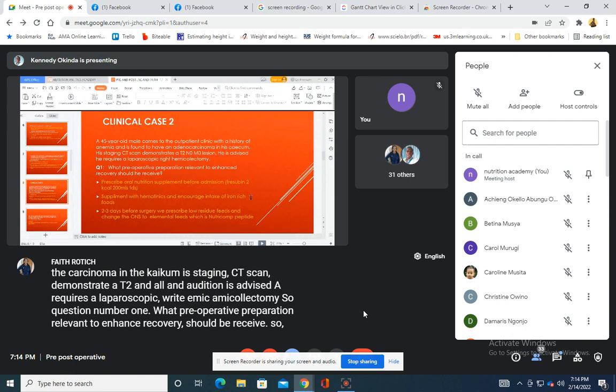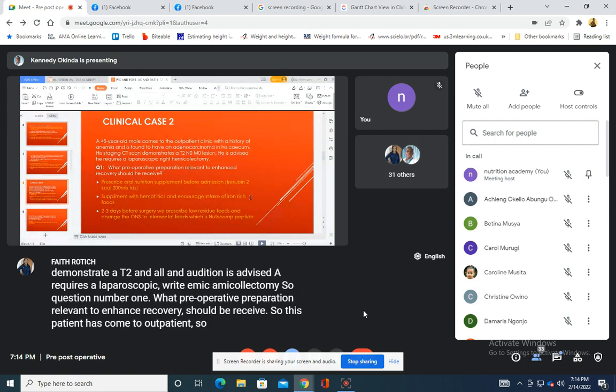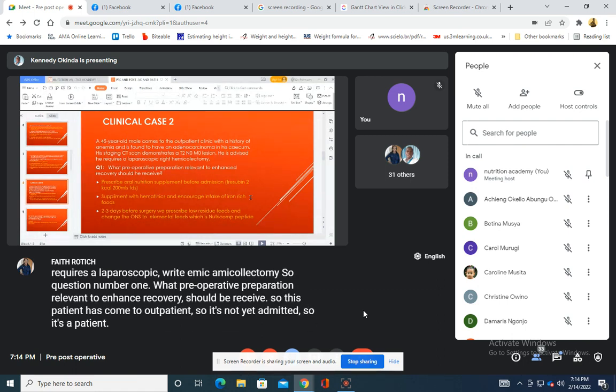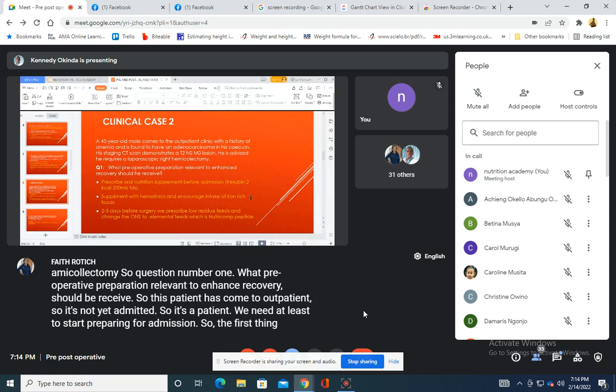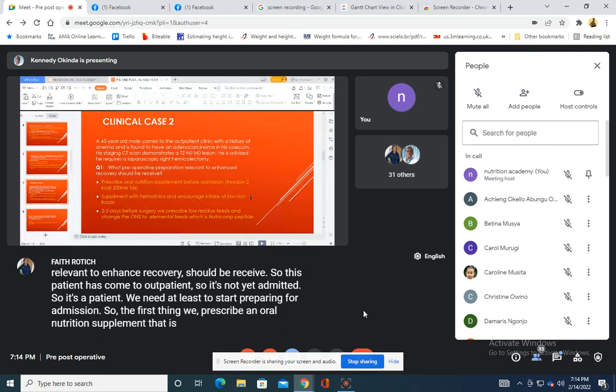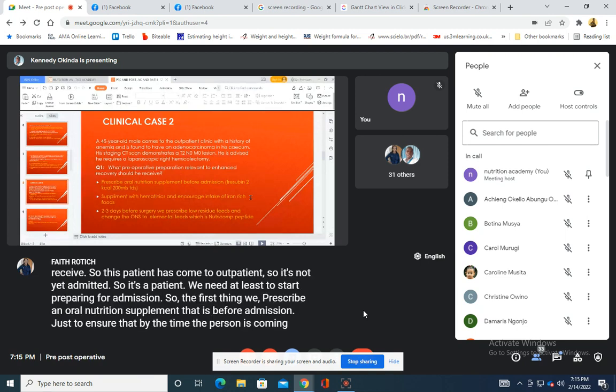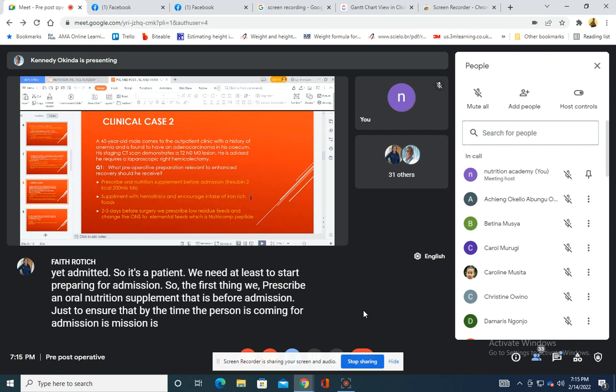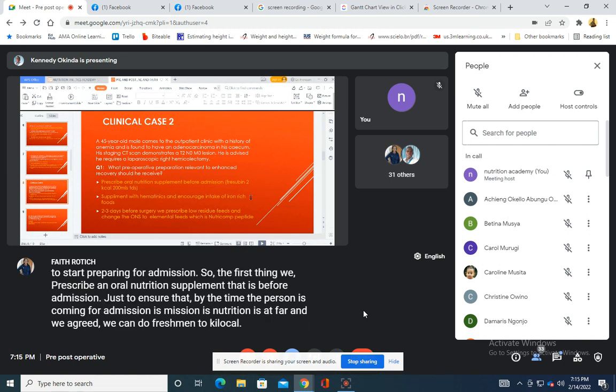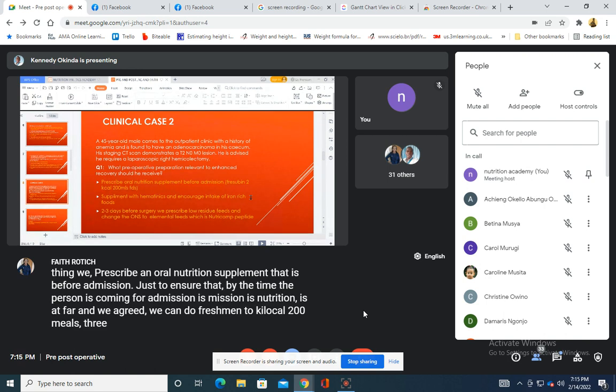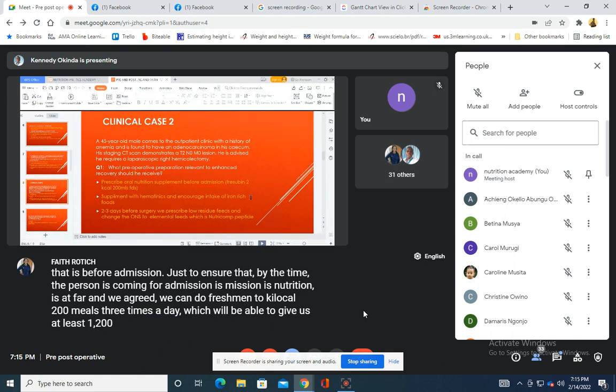So this patient has come to outpatient, so is not yet admitted. So he is a patient we need at least to start preparing for admission. So the first thing, we prescribe an oral nutrition supplement before admission, just to ensure that by the time the patient is coming for admission, his nutrition is at par. And we agreed we can do Fresubin 2 kilocal, 200 mL, 3 times a day, which will give us at least 1,200 kilocalories per day.